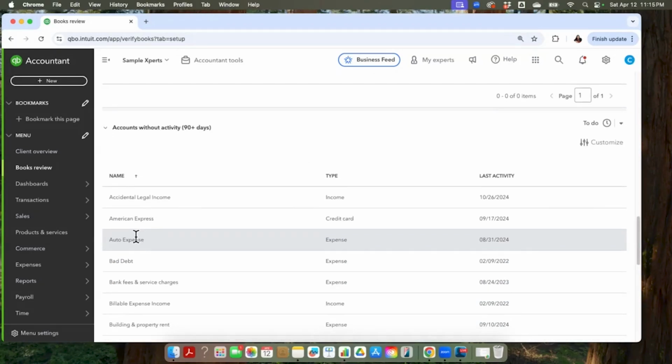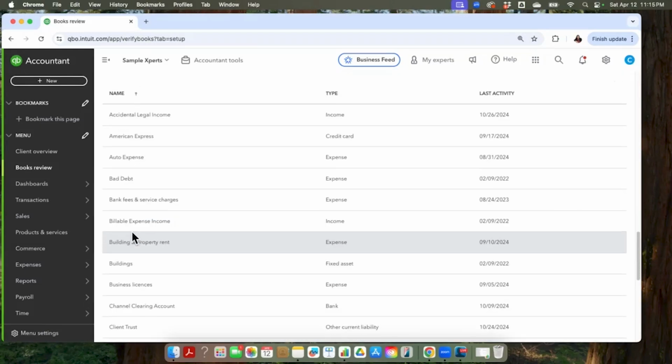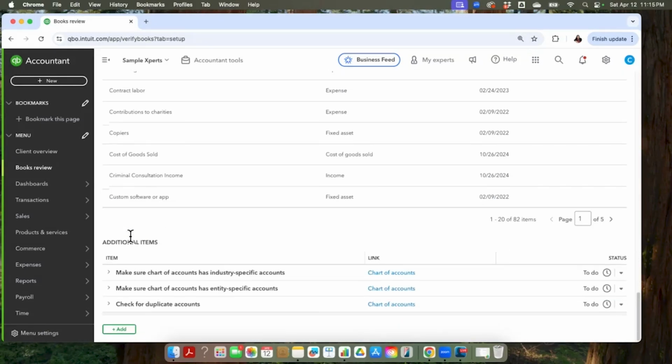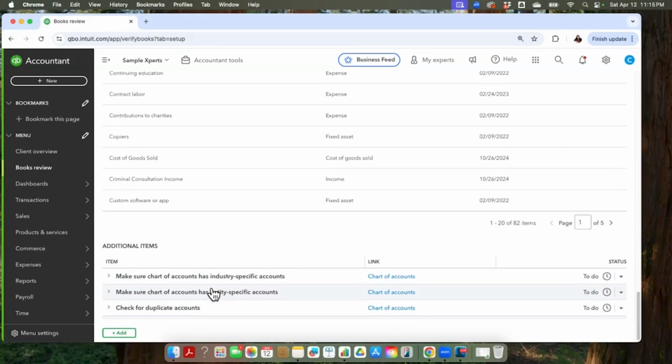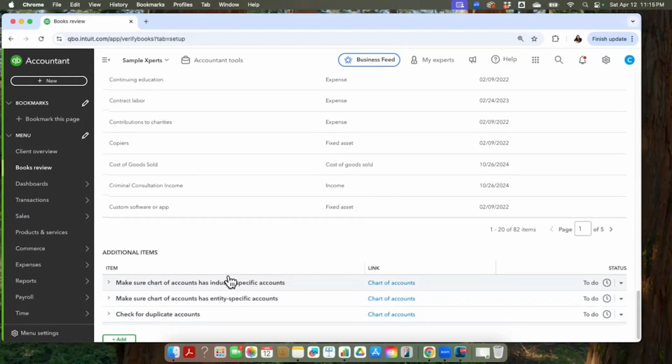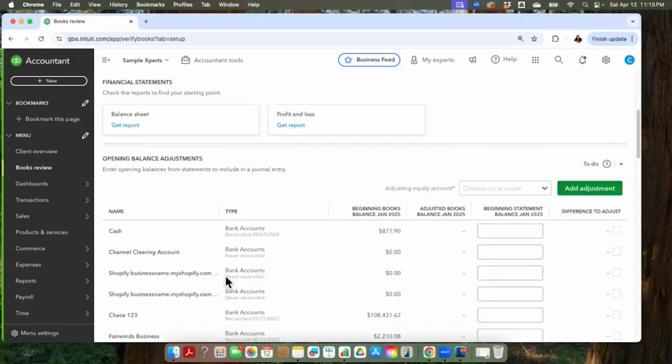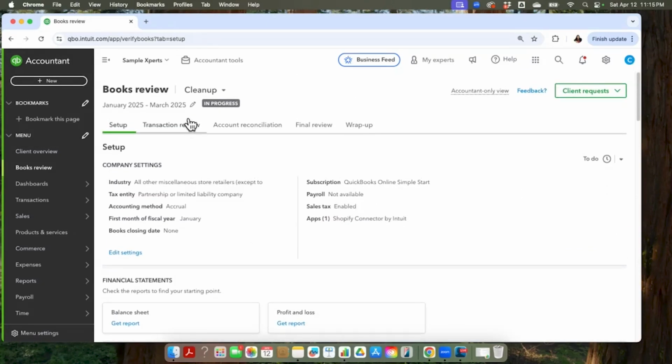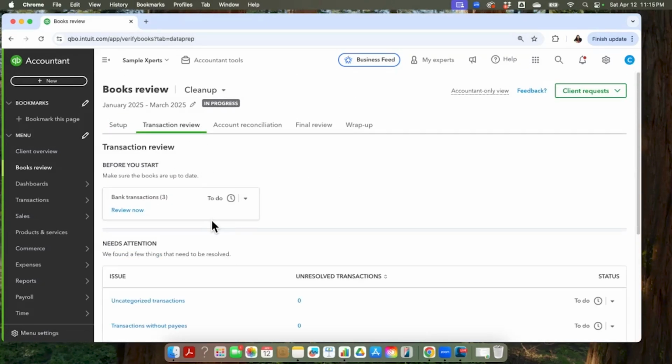All right, then it's going to show accounts without activity. Those are chart of accounts entries that maybe you need to correct, or maybe merge. And like I said, you want to make sure that your chart of accounts is industry-specific, and that the accounts are also entity-specific. We're going to check for duplicates and for accounts that are no longer used. This is for the cleanup.